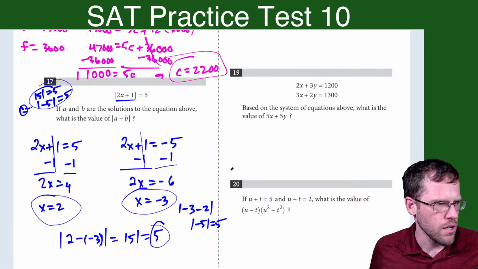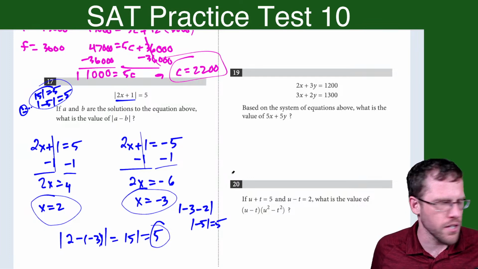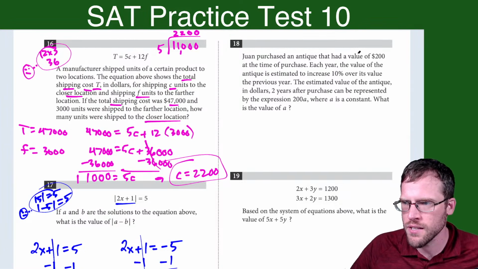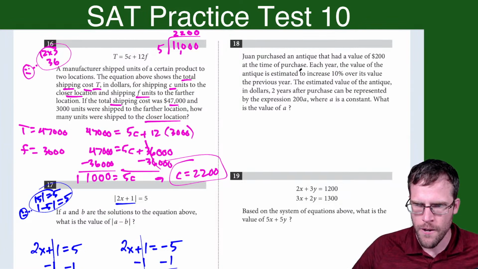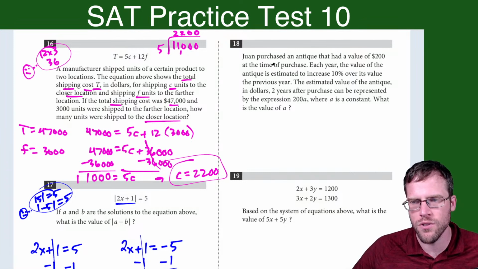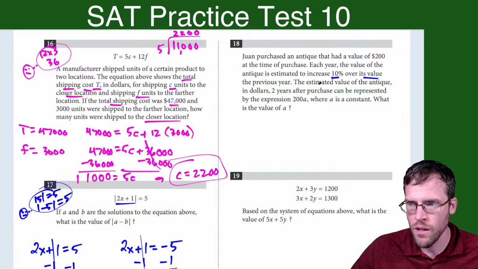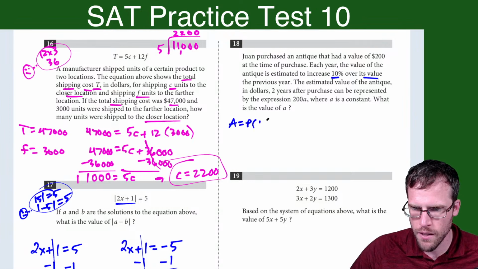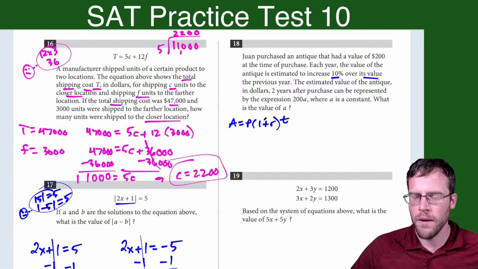All right, moving on. Question 18: Juan purchased an antique that has a value of $200 at the time of purchase. Each year, the value is estimated to increase 10% over its value. The estimated value of the antique in dollars 2 years after purchase can be represented by 200A. So this is the formula you should know: A equals P times 1 plus R to the T power.